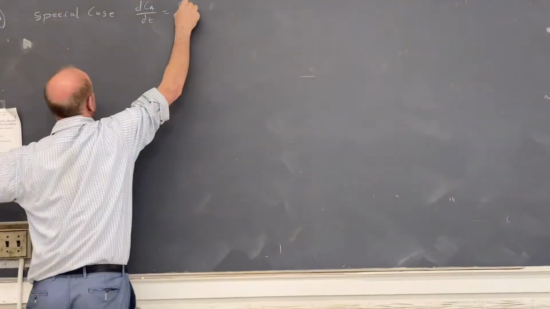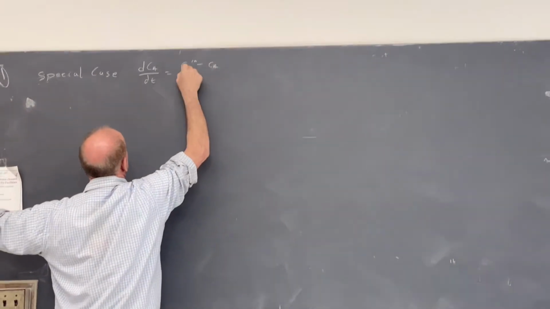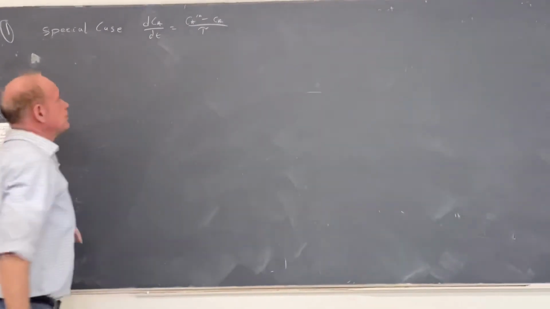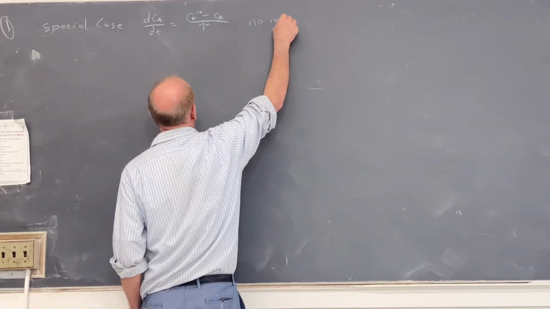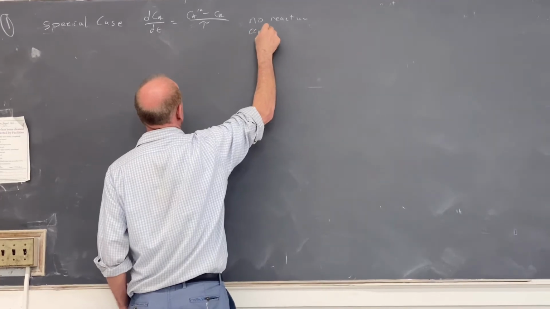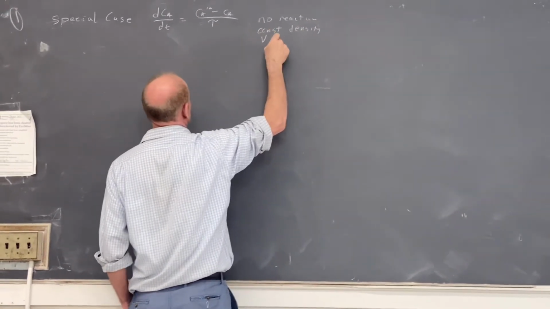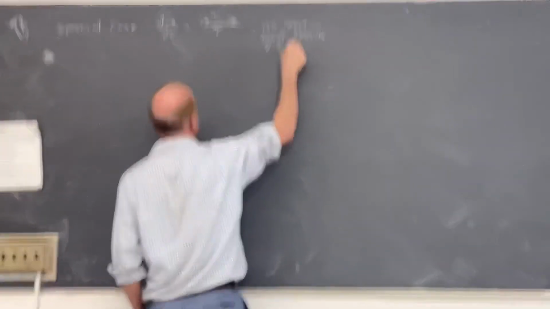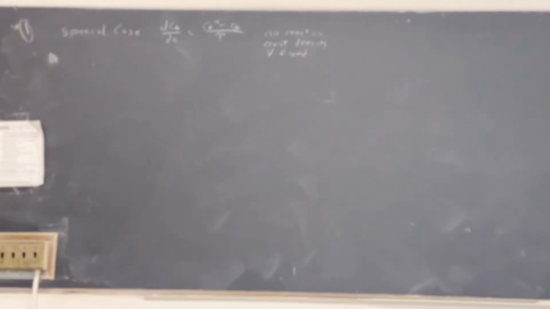That was tau equals CA in minus CA over the rate. That was the special case with no reaction, and constant density. So that was a very special case. Now let's go through and do the more general case.